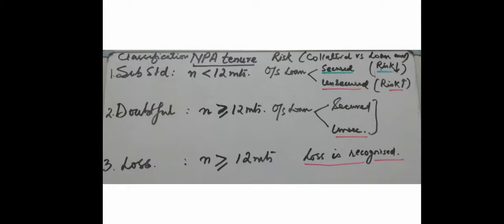Now, the moment the bank realizes that they are unable to recover this loan amount, they have to transfer it into a loss asset. Once an asset is transferred into a loss asset, the only remedy available to a bank is to write off this asset from their balance sheet using their provisions.